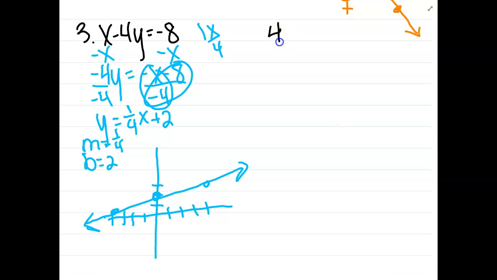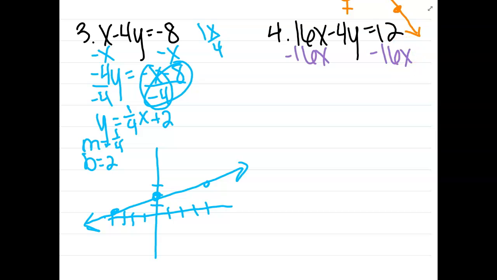Number 4. 16x minus 4y equals 12. What's my first task here at hand? Yeah, subtract the 16x. It absolutely has to be in y equals. So we have negative 4y equals negative 16x plus 12.